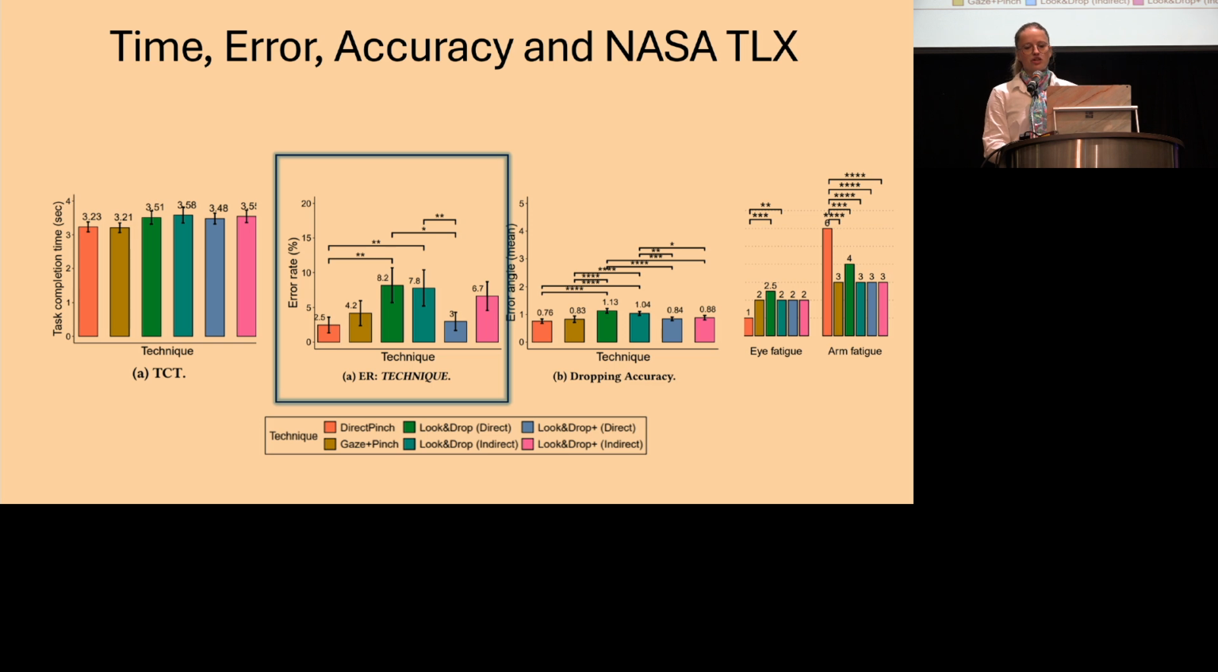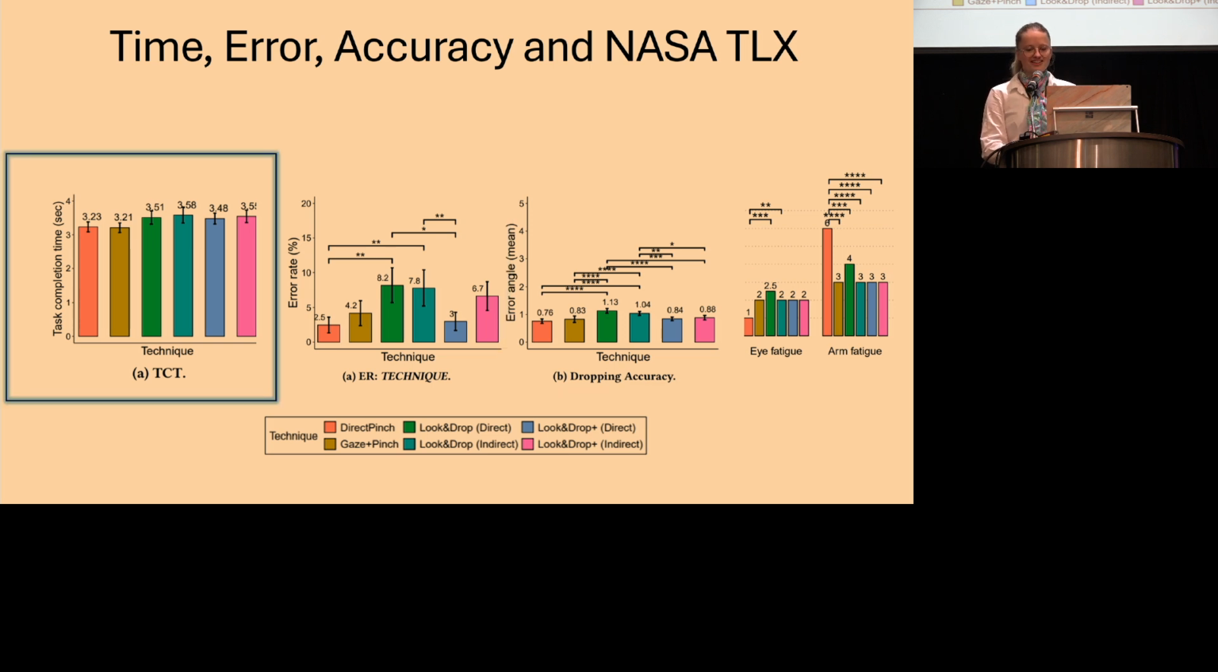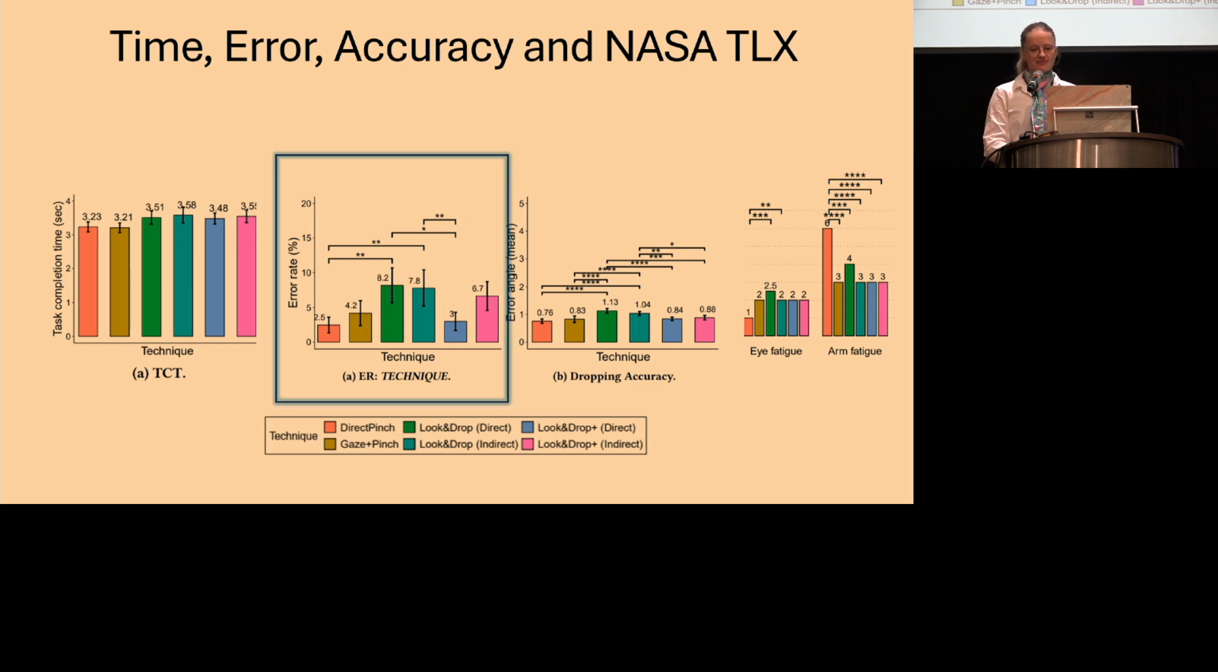When we look into which technique is more error-prone, we see significant differences for the look and drop techniques without the manual refinement, as it's too hard to place an object precisely with the gaze. The look and drop plus made it most equivalent to the direct pinch techniques.